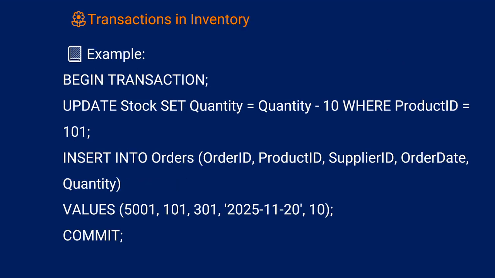Transactions ensure consistency. For example, when reducing stock and recording an order, both operations must succeed together.